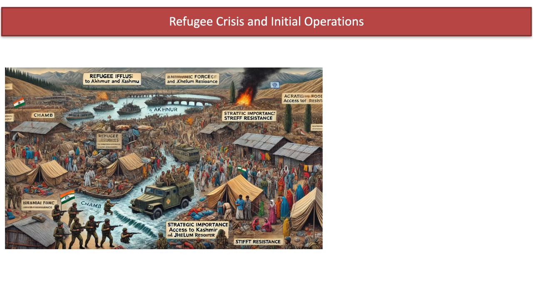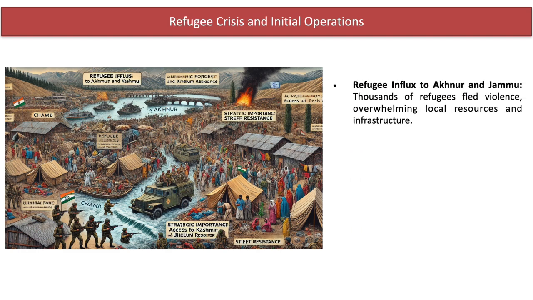Friends, let's talk about the refugee crisis that hit Akhnur and Jammu during the early days of the 1947-48 conflict. Picture this. Thousands of people, families and children, suddenly forced to leave their homes because of this violence. And these were ordinary folks, farmers, shopkeepers, teachers caught in the middle of the brutal conflict. They didn't ask for this war, they were just trying to live their lives. And then overnight everything changed.